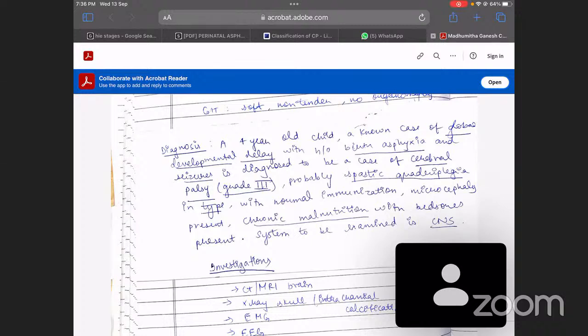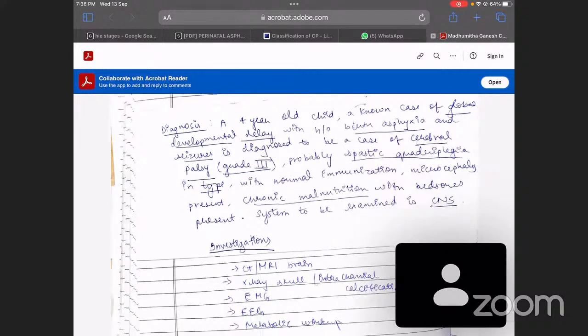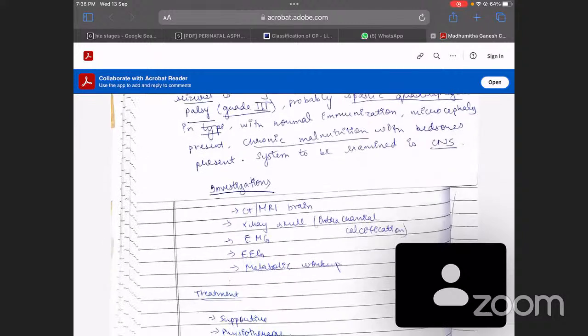Okay. So how would you proceed with the case? So we move on to the investigations. In a CNS case, we do imaging, CT or MRI brain. X-ray skull is done to rule out intracranial calcifications. EMG, electromyography, is done. EEG, electroencephalogram, and metabolic workup is also done.